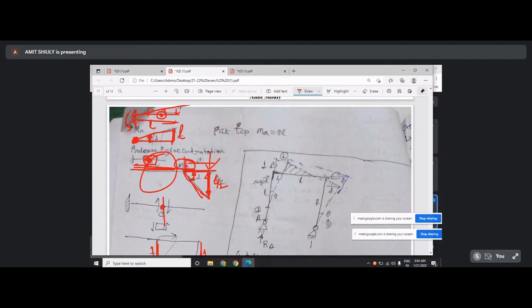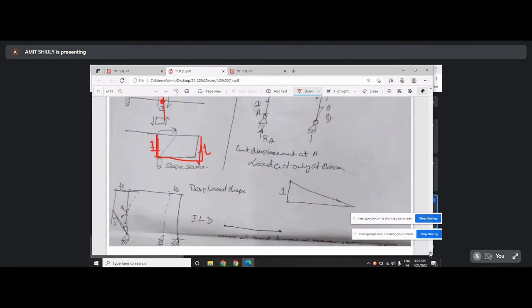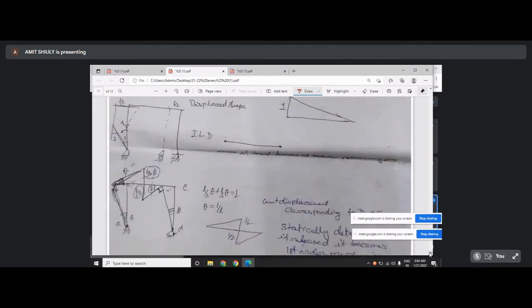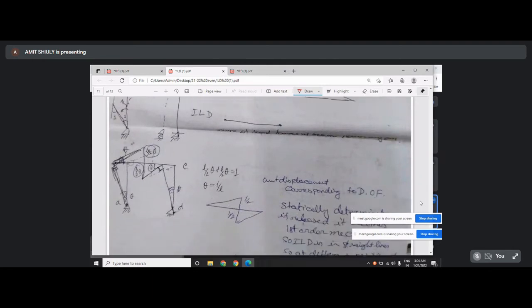Okay, so this is the shear force. Same way you can go to the portal frame also. In case of portal frame, just give a unit deflection.